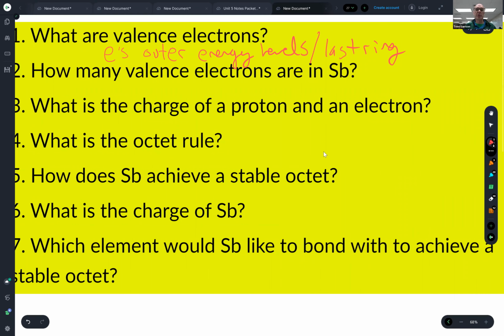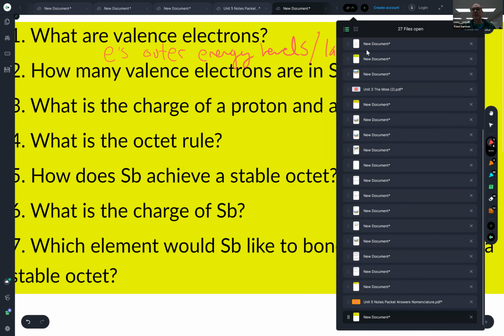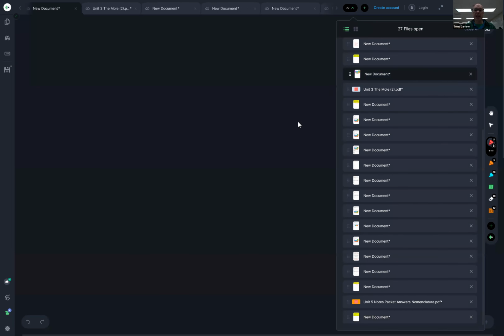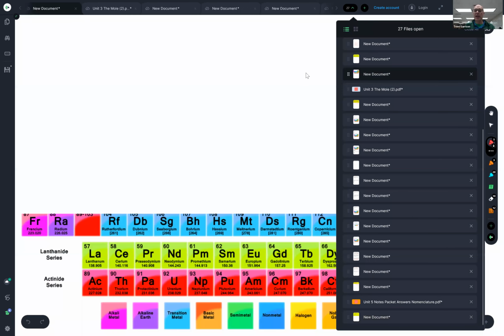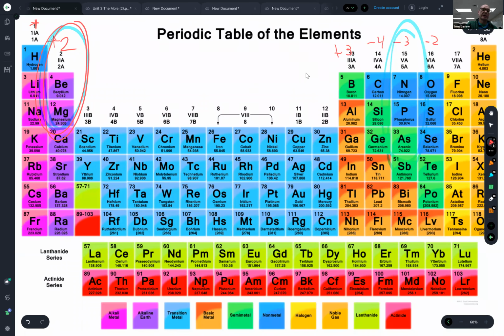So that's what question number 2 is asking. How many valence electrons are there for antimony, Sb? Well, let's go find antimony on our periodic table. Here we have a periodic table already at the top. I have my charges listed on here, but I am not asking for that. I am asking for the number of valence electrons.